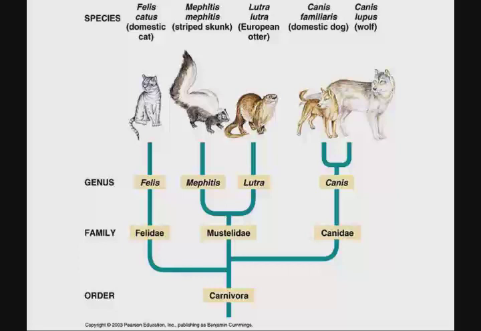So what it's saying is that there was some common ancestor for all carnivores, right, in the order Carnivora, and we'll talk about taxonomy a little bit later. There was some common ancestor to cats and skunks and otters and wolves and dogs, right? But as you move down the tree, you can see that skunks and otters have a more recent branching point to each other than they do with wolves and dogs. And so they're more closely related to each other than they are to wolves and dogs.